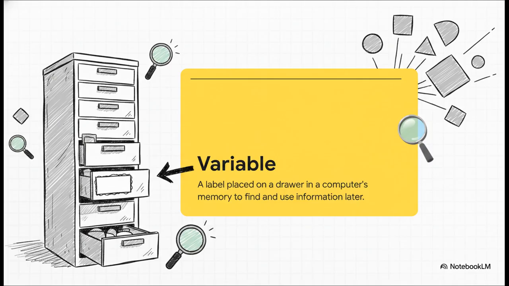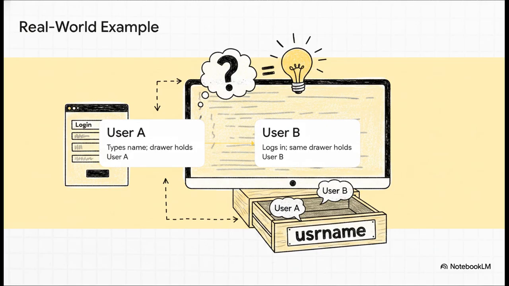We define a computer's memory as this massive room just totally full of empty drawers, basically a giant filing cabinet. So what is a variable? Well, it's literally just a label you stick onto one of those drawers so you can find and use the information inside it later. Just like that, the abstract idea of a variable becomes a tangible physical action that anyone can picture.